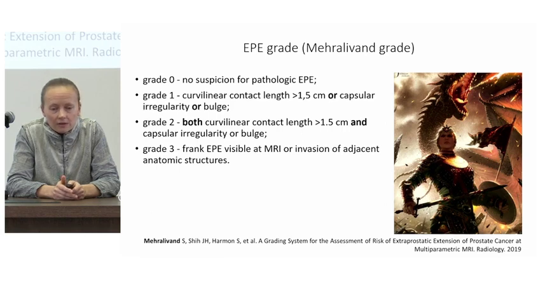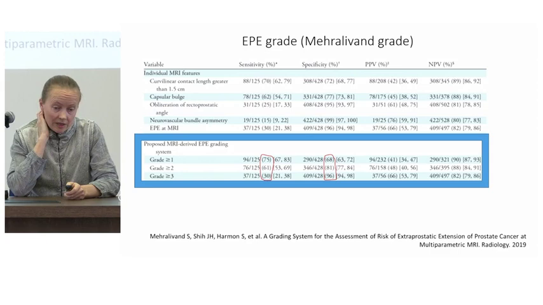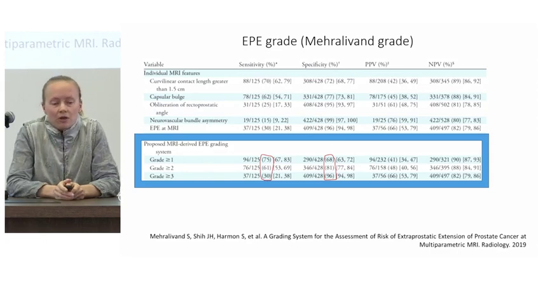And how does it look in studies? Here's a study from Mehralivand and company. It's quite a bit better according to sensitivity and specificity. Against histologic findings as a standard of reference, the system achieved 75% sensitivity and 68% specificity for EPE grade 1, and even greater in the retrospective cohort. And again, take a look at the right column for negative predictive value. It's even better than for PI-RADS.